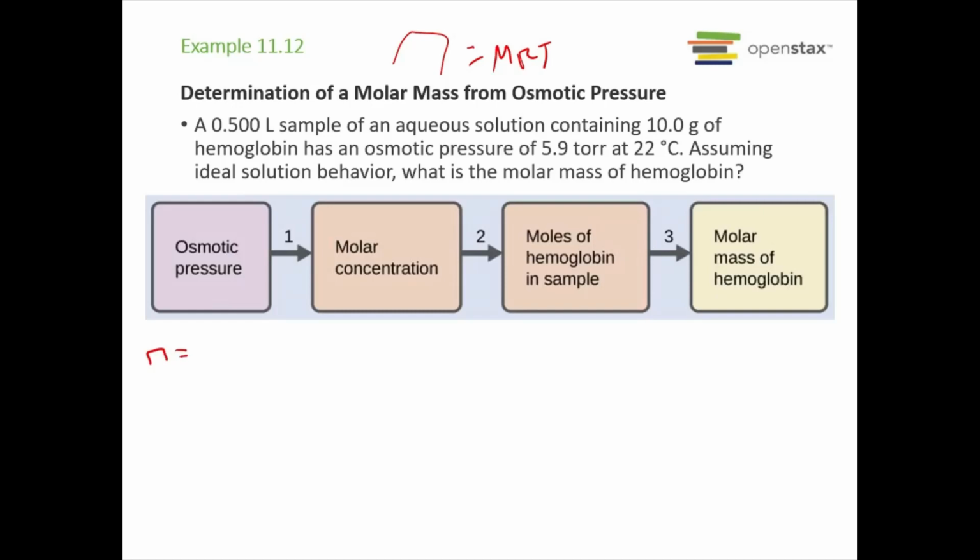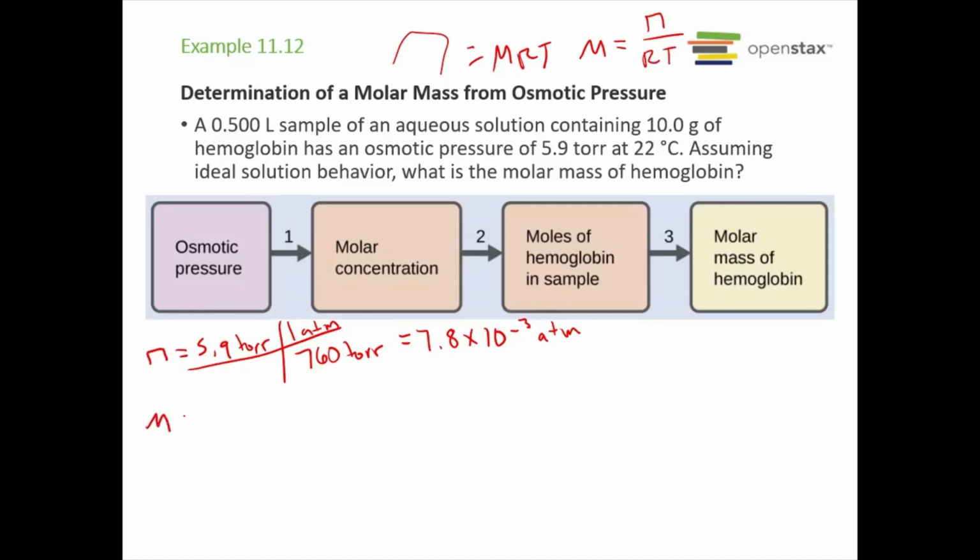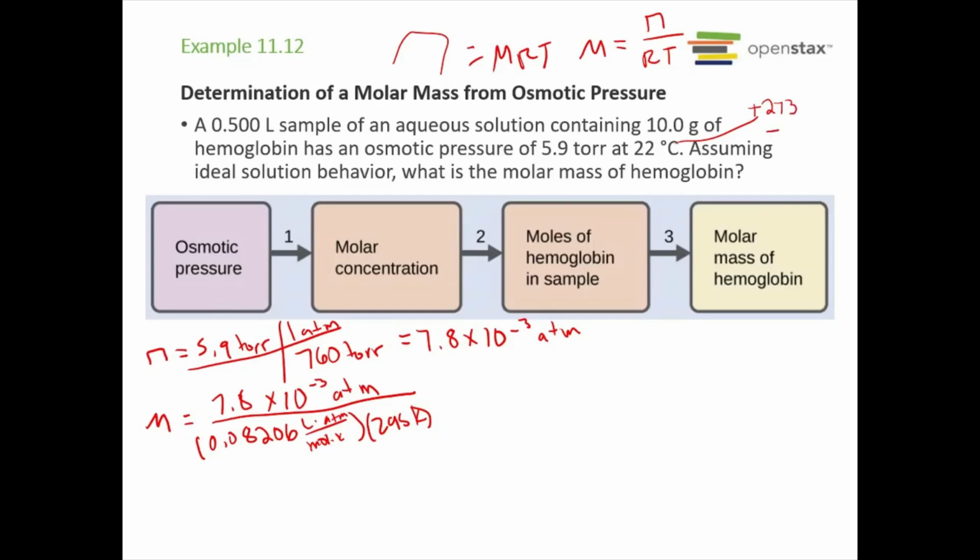So we're going to go ahead and take this 5.9 torr, and there is 1 atmosphere per 760 torr, and that gives us 7.8 times 10 to the negative third atm. So now we have our correct units of pressure. So solving for molarity from our osmotic pressure equation, molarity is equal to the osmotic pressure over RT. So then our molarity is equal to 7.8 times 10 to the negative third atm divided by 0.08206 liter atm per mole Kelvin times 295 Kelvin. This 22 degrees Celsius plus 273 gives us 295.